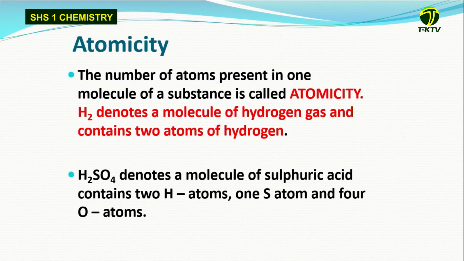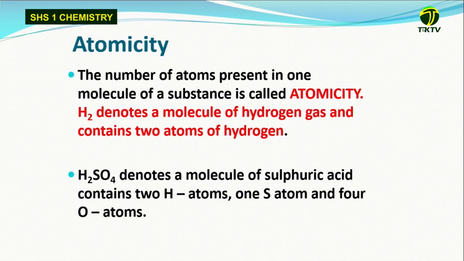Let's take another substance, H2SO4, which is tetraoxosulfate 6 acid or sulfuric acid. This one we have 2, we have 4. What are they representing? This H2SO4 denotes a molecule of sulfuric acid or tetraoxosulfate 6 acid.